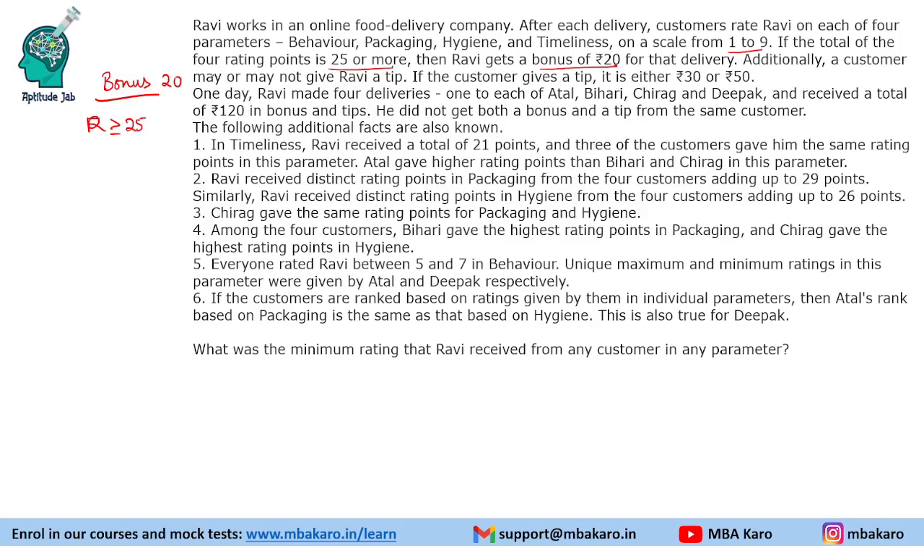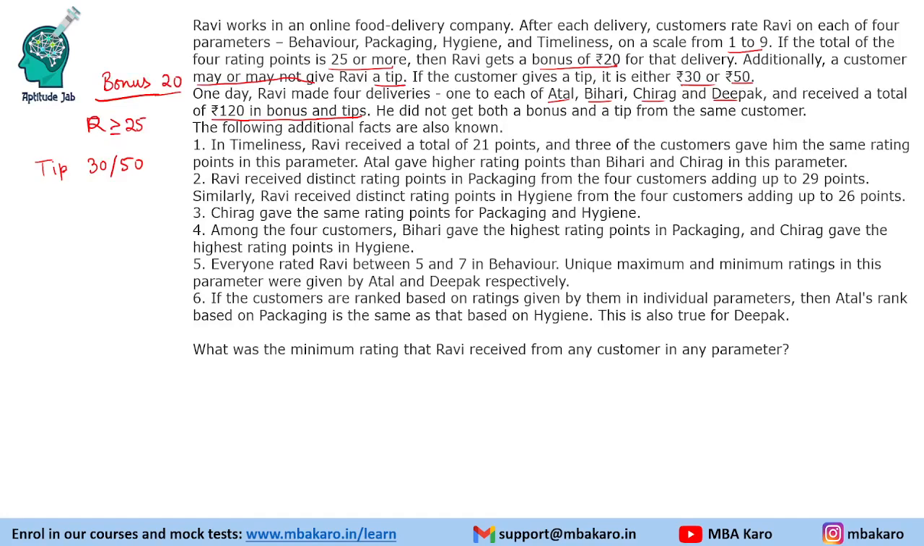Additionally, a customer may or may not give Ravi a tip. So the person may or may not give a tip, and if a customer gives a tip, it is either 30 or 50 rupees. So the rating should be 25 or more for the bonus of 20, and the tip is either 30 or 50 rupees. On one day, Ravi made four deliveries, one to each of these persons, A, B, C, D, and received a total of 120 rupees in bonus and tips.